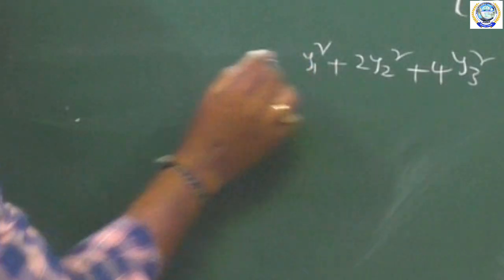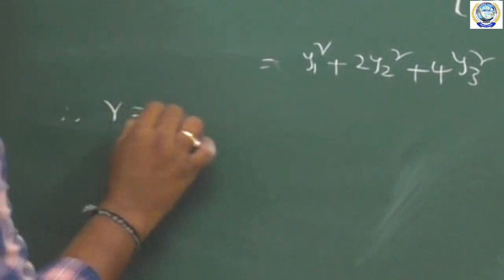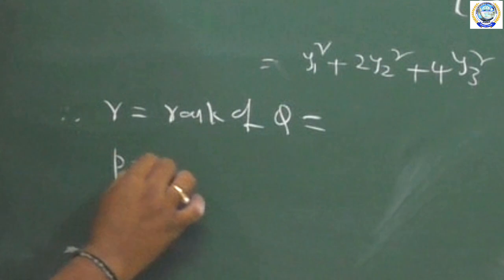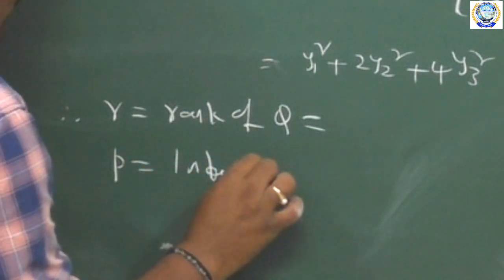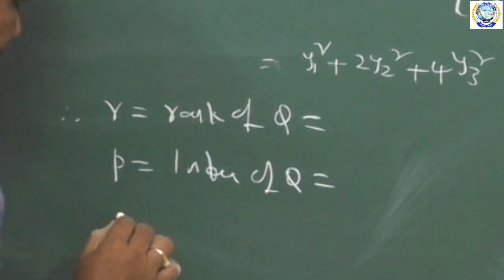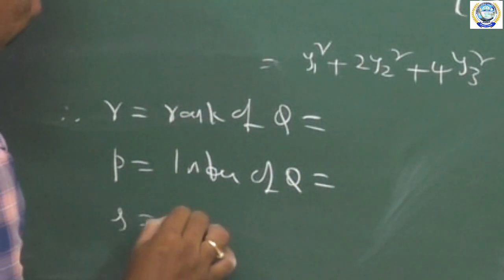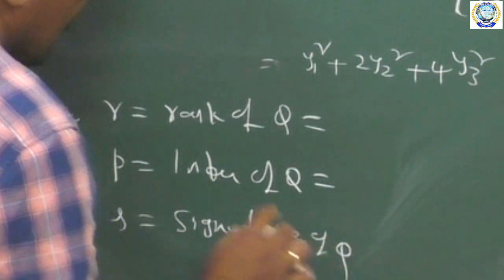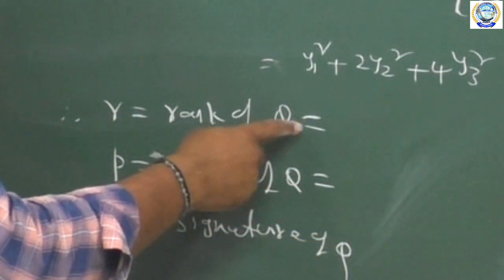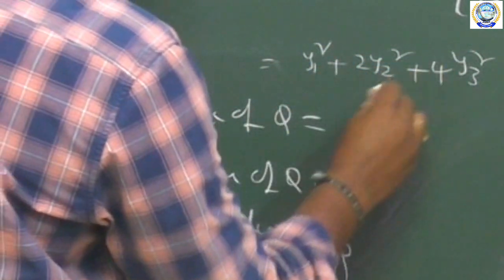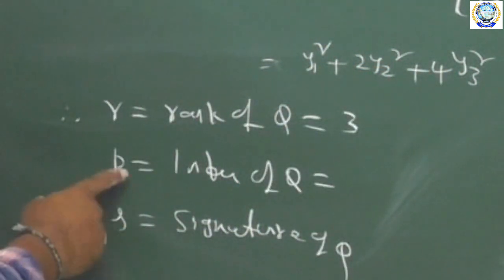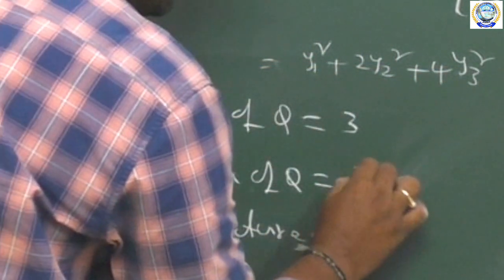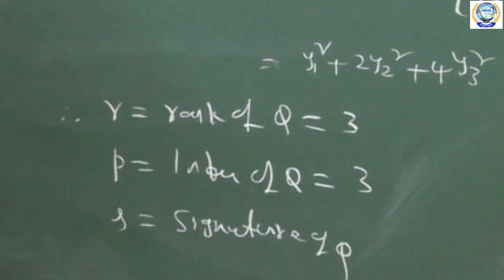Therefore, from this canonical form, we get the rank, index, signature, and nature of the quadratic form also. The rank of a quadratic form is small r, the rank of Q. Rank of Q is the number of non-zero terms. Here there are three non-zero terms, so rank is 3. P is the index of Q. Index means the number of positive terms. Here all these three terms are positive, so index is 3.